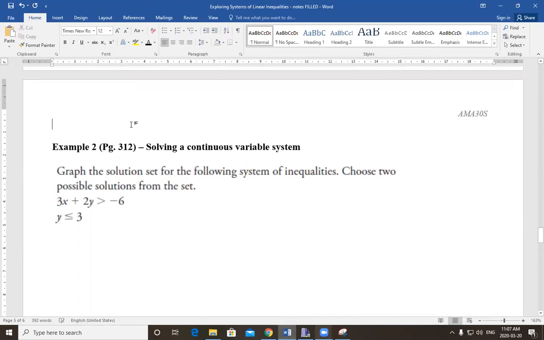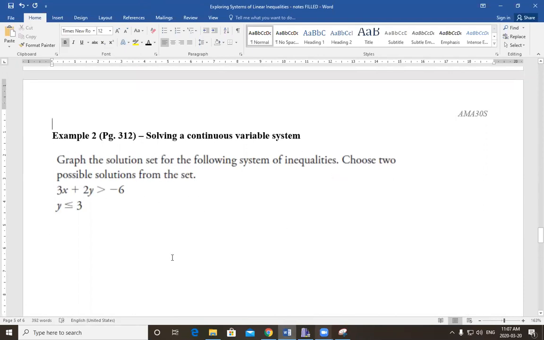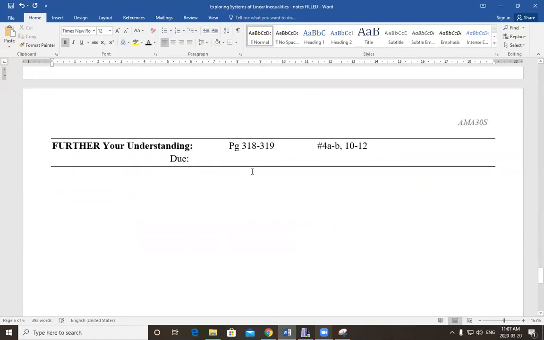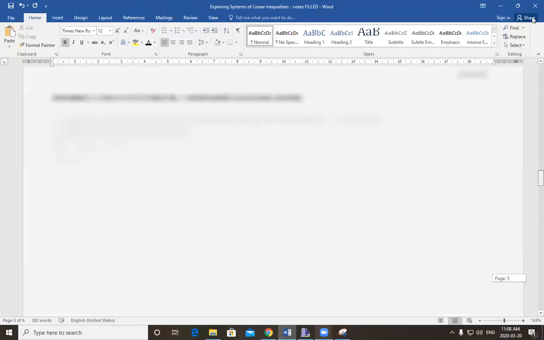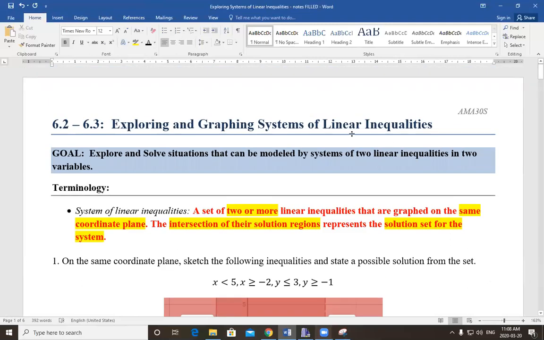So example 2, I'll leave with you for homework. You can try that. There's no context here, so it's again just practice graphing a system of inequalities and choosing 2 possible solutions. And for homework, you can try on page 318 and 319, numbers 4, A and B. There's no context. Question 10, question 11, and question 12. And if you have any questions, please email me. And that concludes our lesson on exploring and graphing systems of linear inequalities.